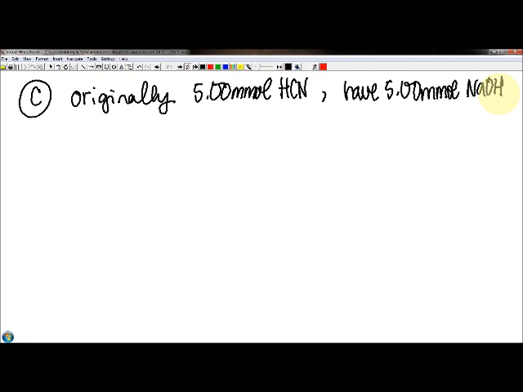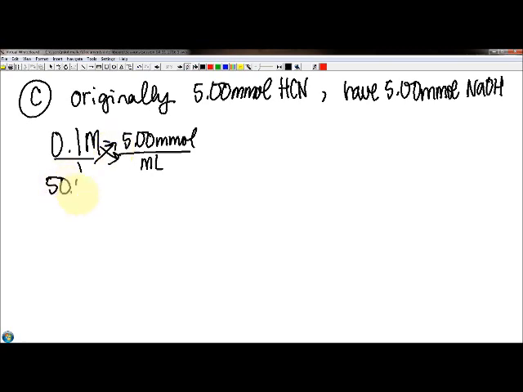Okay, so then to figure out how many milliliters of the sodium hydroxide were added, we can figure out using our 0.1 molar is equal to our 5 millimoles over the milliliters, cross multiply, and you get that 50 milliliters of the sodium hydroxide was added in order to reach this equivalence point.